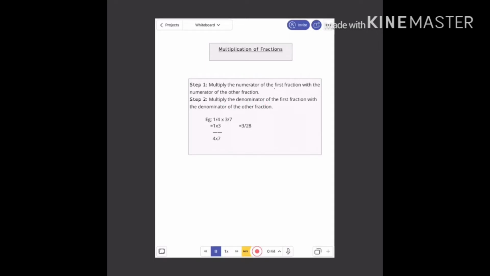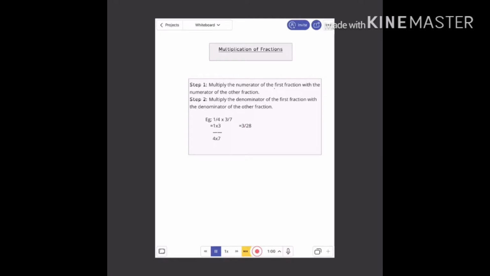For example, let's take 1 by 4 into 3 by 7. First, we will multiply the numerator with the numerator. That is 1 into 3. We get the answer 3. So we know that the numerator of the answer is 3.